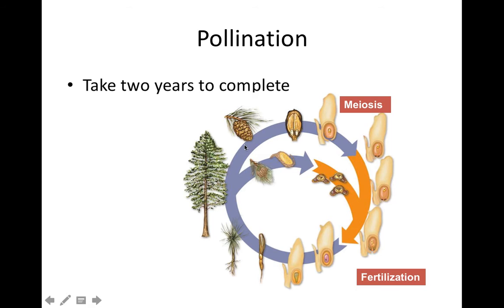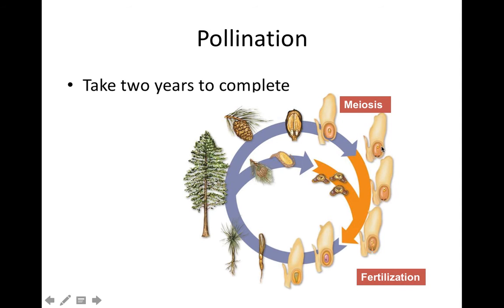But here you can see the female cones that have the ovules. Here you can see the pollen cones that would contain the pollen. Okay, so this is actually just zooming in on one of these, what's happening inside of these ovules that you can see right here. Okay, so there's a bunch of meiosis that happens in this part of the life cycle.